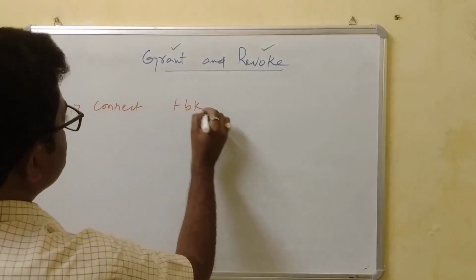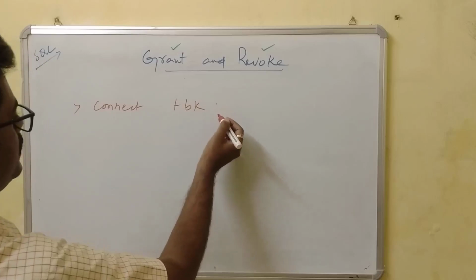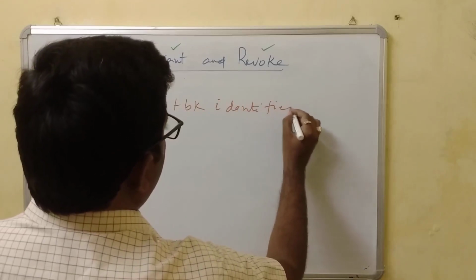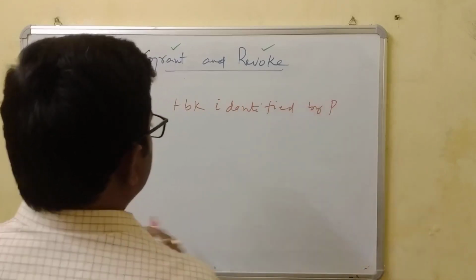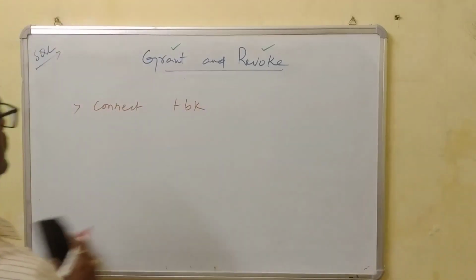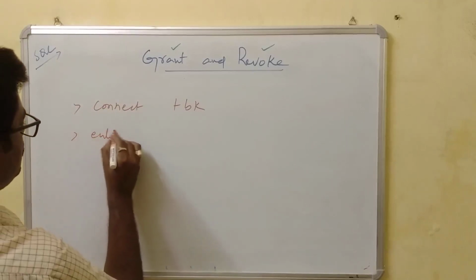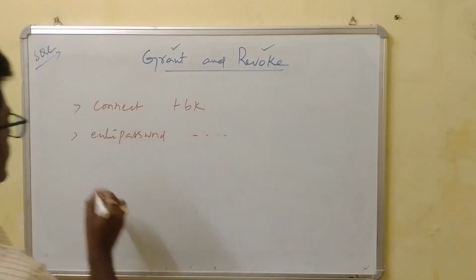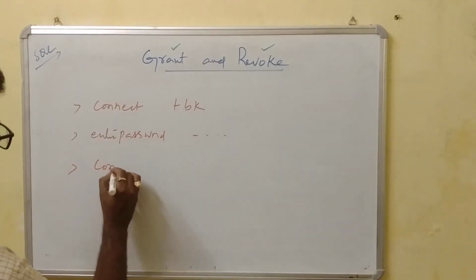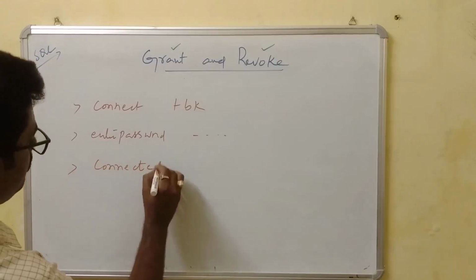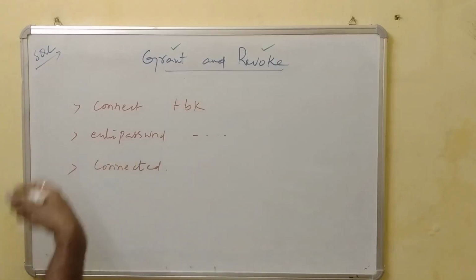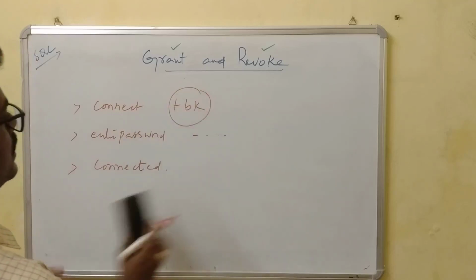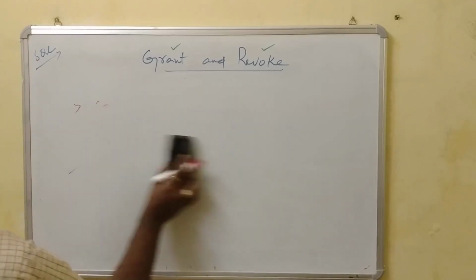TBK. So this is the user or role we have created, identified by the password, or else it will ask you to enter the password. So you need to enter the password here. Once you have entered it, it says connected, right. So now we have connected to the username we have created, TBK.